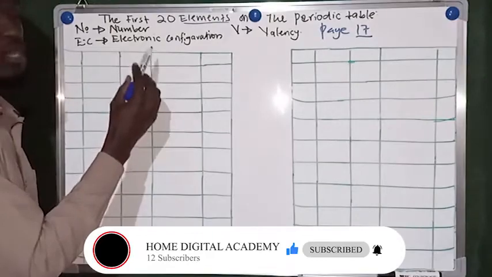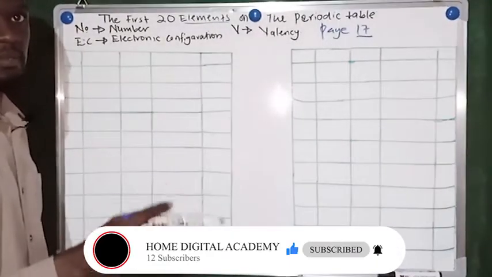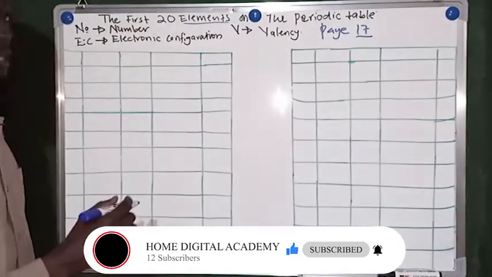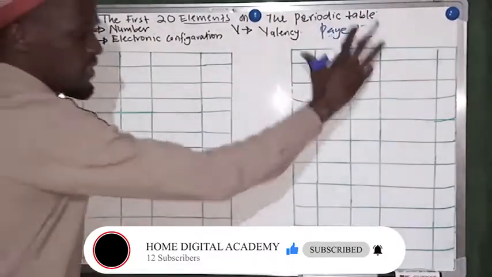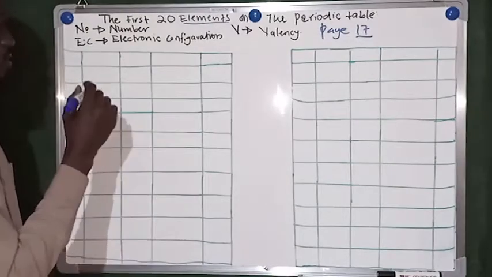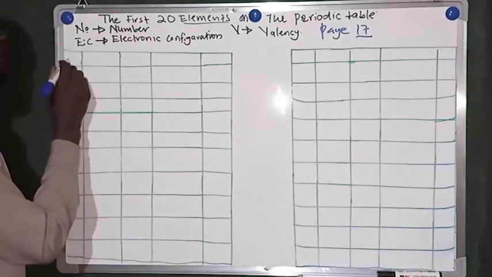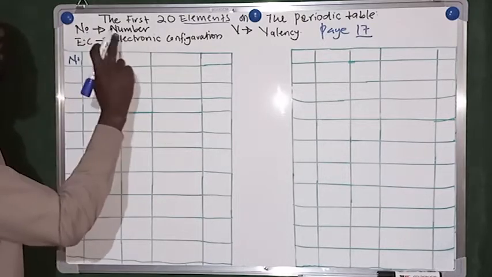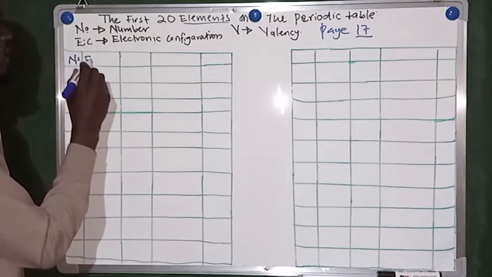But today I'm going to start with the first 20 elements in the periodic table. Even here I'm going to write 10 elements. Now this will be our number 1. This will be our number, and O is standing for number. Now this is the element.